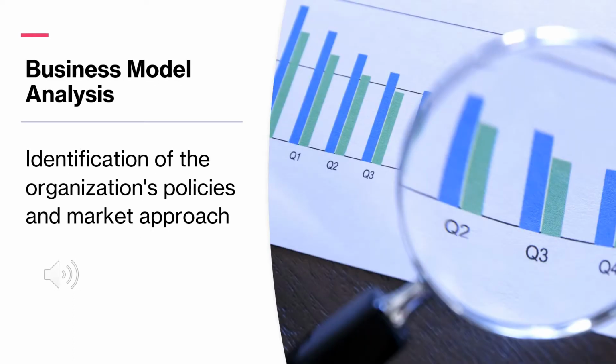The next category is business model analysis, identification of the organization's policies and market approach. The best way to summarize this is, are we doing the best that we can right now in what we're doing right now? Are we operating in a way that's efficient and the most profitable?